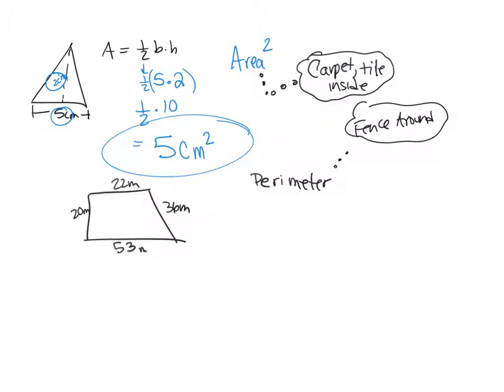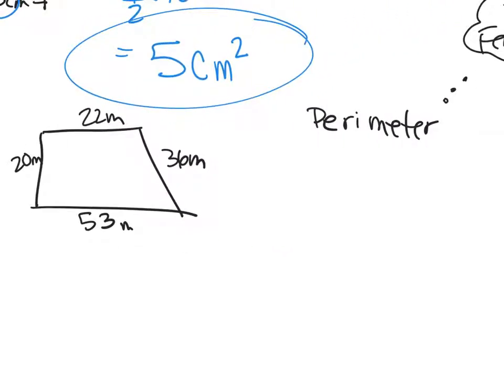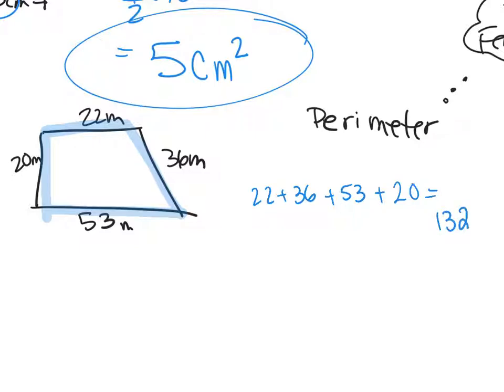So if I'm asking you to find the perimeter of this figure, you simply add up all the sides. So you would say 22 plus 36 plus 53 plus 20, 132. Perimeter uses regular units, meters, not square meters. Perimeter is regular units, area is square units.